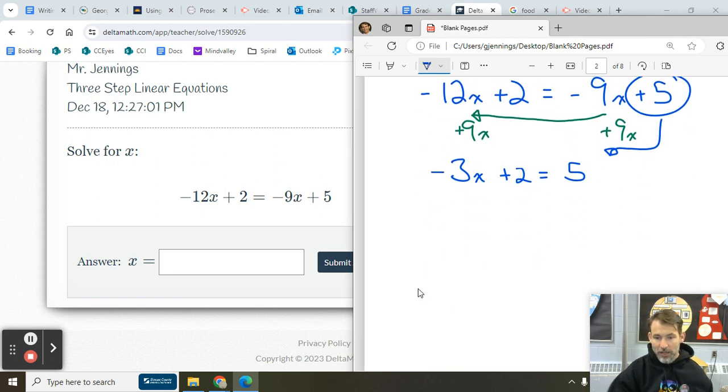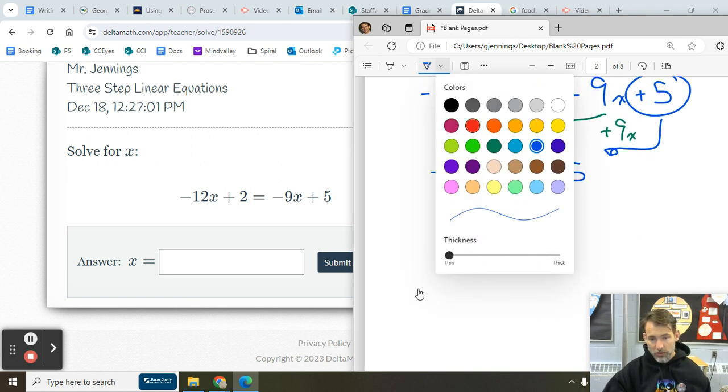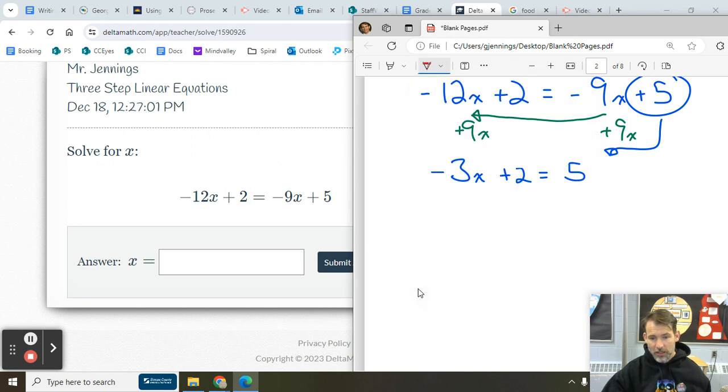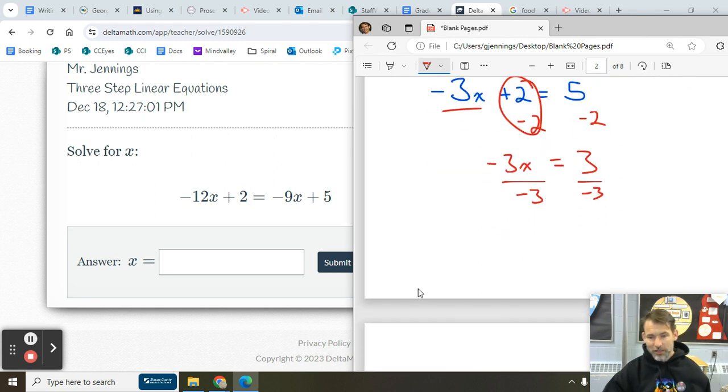Now I want to get all my numbers to one side. So let's go ahead and subtract 2 from both sides. That will give us negative 3x. That's still there, is equal to, this is gone, so it's alone on that side, is equal to 5 minus 2, 3. Okay, then divide both sides by negative 3. 3 divided by negative 3 is equal to, x is equal to negative 1.